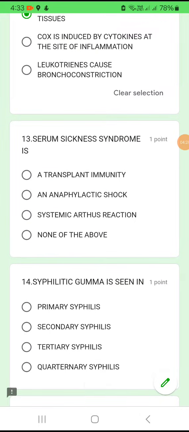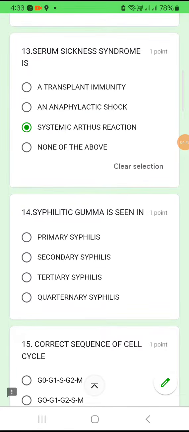Question number 13. Serum sickness syndrome is a transplant immunity, anaphylactic shock, systemic Arthus reaction or none of the above. Serum sickness is a systemic Arthus reaction. Option C.